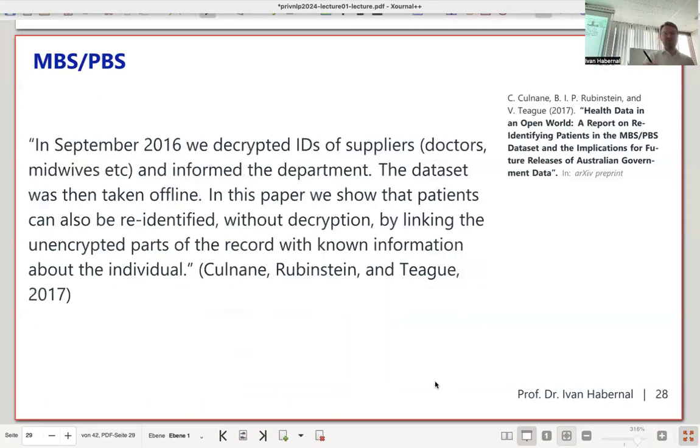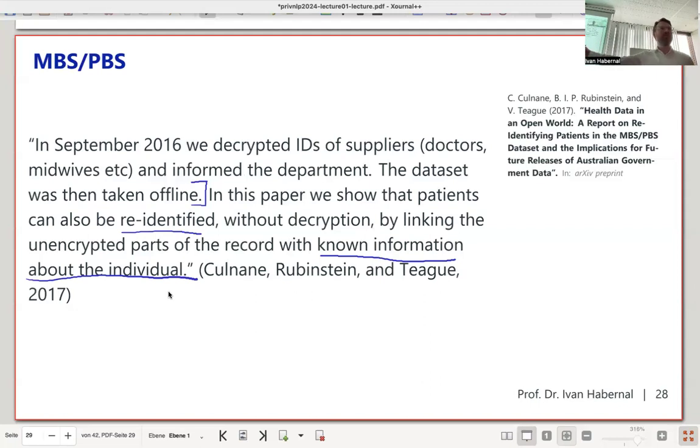This is what the authors of this paper say. In September 2016, we decrypted IDs of suppliers, doctors and midwives, and informed the department. So the data set was taken offline. It was a big warning. In this paper, we show that patients can also be re-identified without decryption by linking the unencrypted parts of the record with known information about the individual. So the linkage attack strikes again.